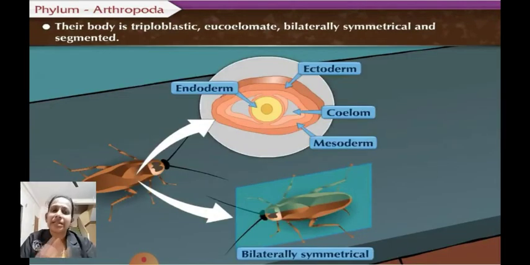Then their body is again triploblastic. Now I don't have to tell you what is triploblastic. Now eucoelomate. Now coelom has started, so they will be called eucoelomate. Of course, they are bilaterally symmetrical. You can cut it in only one axis. And segmented body, like how annelids were segmented, they are also segmented.